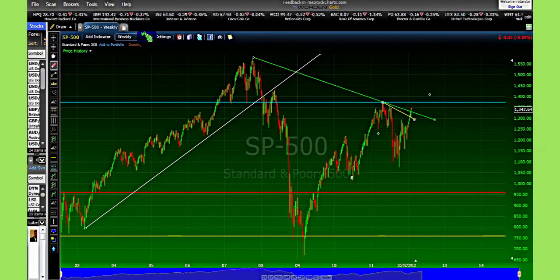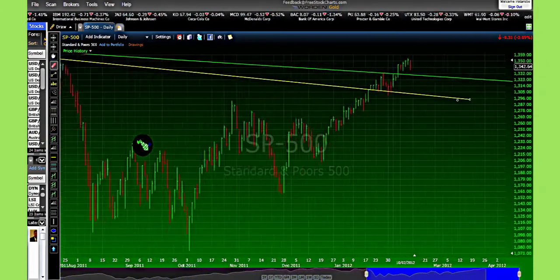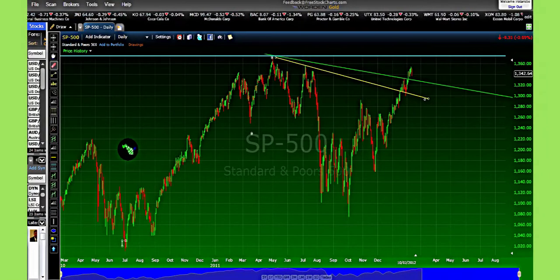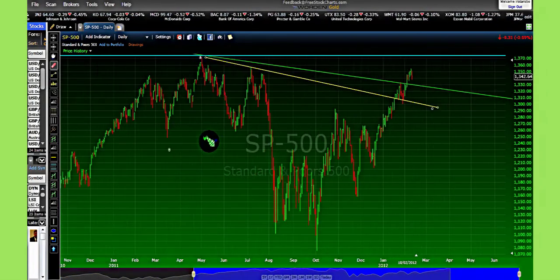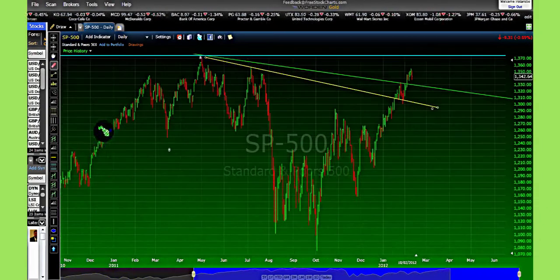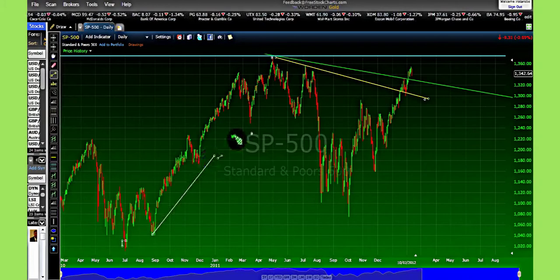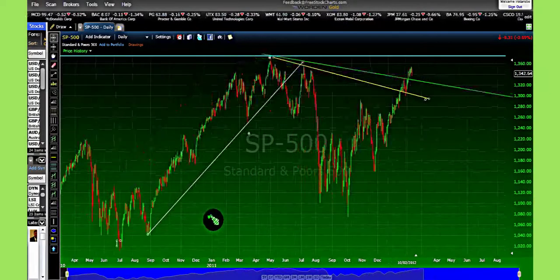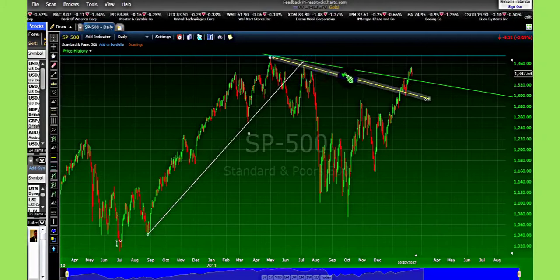Let's go, for instance, to the daily chart. Now, if I draw a trend line like this, this white trend line here, you can see that this trend line went up to this level and cut through the yellow one here.